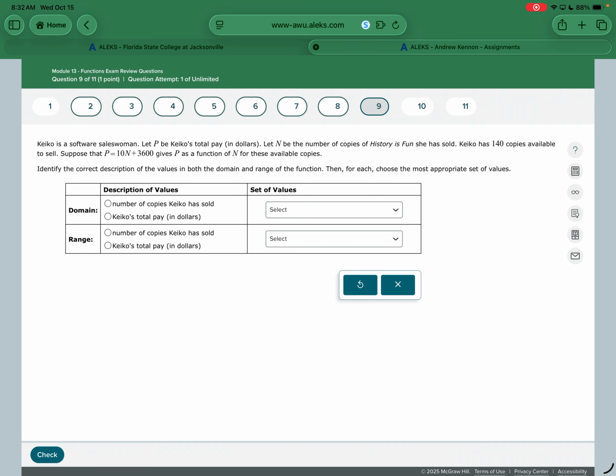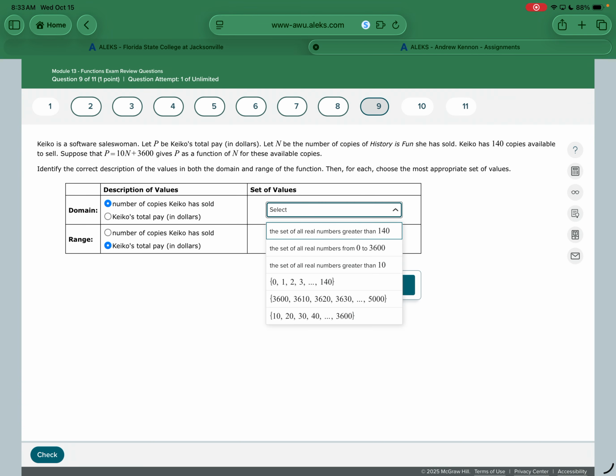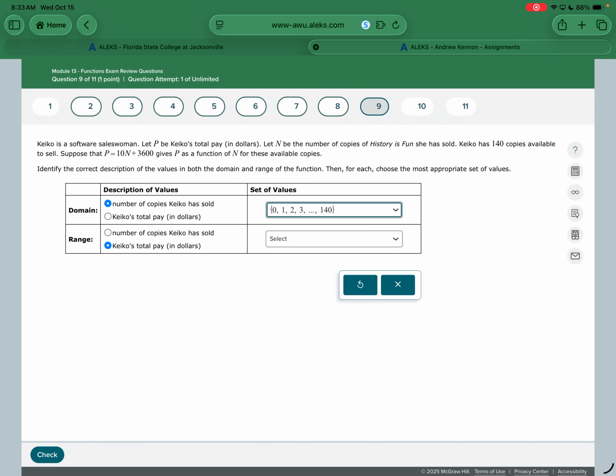So domain is always the numbers that you are plugging in as the input. I'm guessing P is like profit, right? Total pay, yeah. So N is the number of copies sold. If I sell more copies, I get more commission, right? So my domain is going to be my input, and my range is going to be my output. The set of values that you could use for the number sold: Kiko has 140 copies available, so it would be somewhere between 0 and 140. Kiko could sell 0 or they could sell 140.